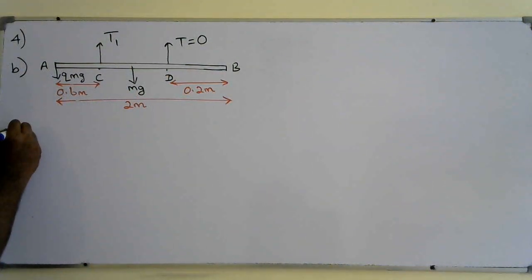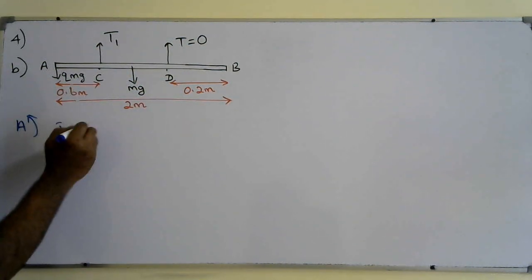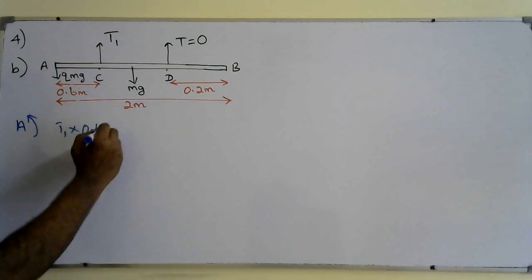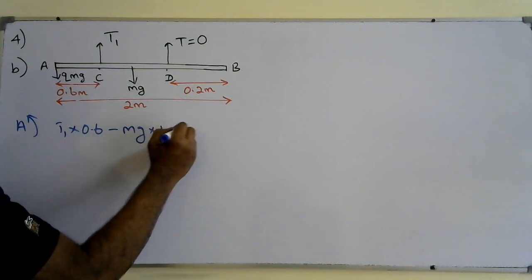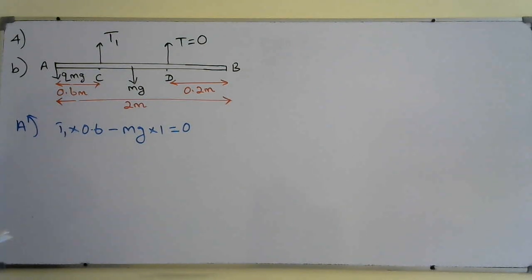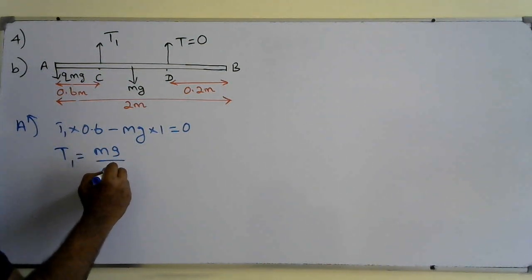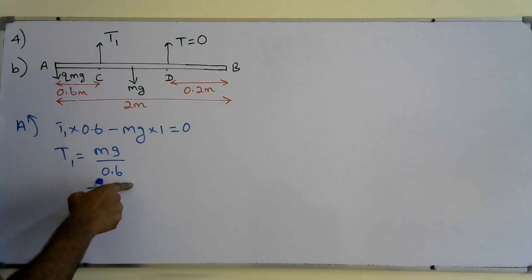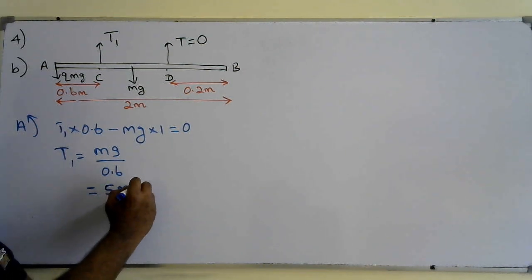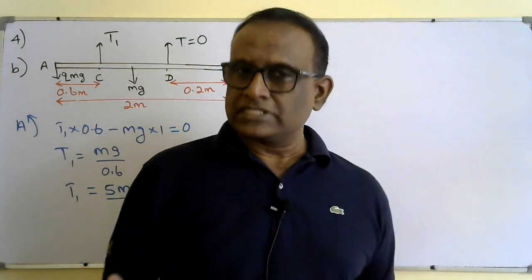So B part, I'll take moment about A in anti-clockwise direction. So this is 0. So T1 into 0.6, minus, this is the only force in clockwise way, minus mg into 1 equal to 0. So T1 will be equal to mg over 0.6, or up and down multiply by 10. So 10 mg over 6, that is 5 mg over 3. That is T1. Now the same condition, the resultant force must be 0 in any direction.